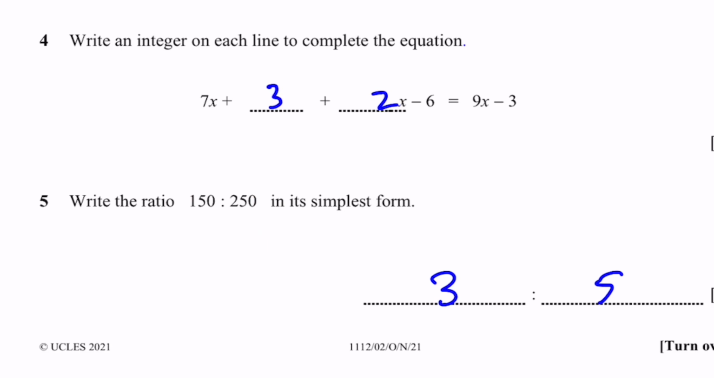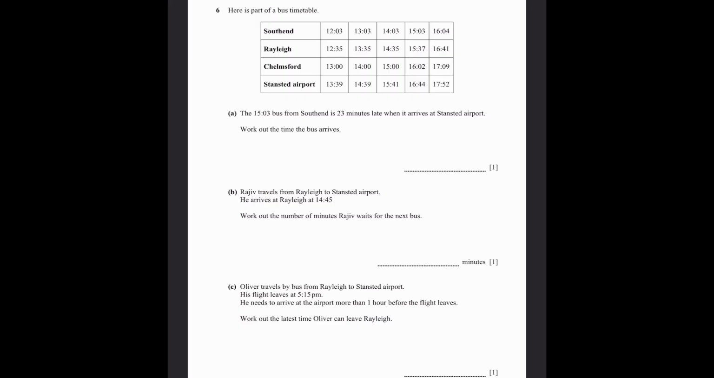So let's move on to question 6. Here's a part of a bus timetable. A. The 1503 bus from Southend is 23 minutes late when it arrives at Stansted Airport. Work out the time the bus arrives. So the arrival time of the 1503 bus is 1644 hours, which means 1644, we add 23, that's equal to 1667. But there are no 67 minutes. And that means that it is 1707. That's the time when the bus arrives.